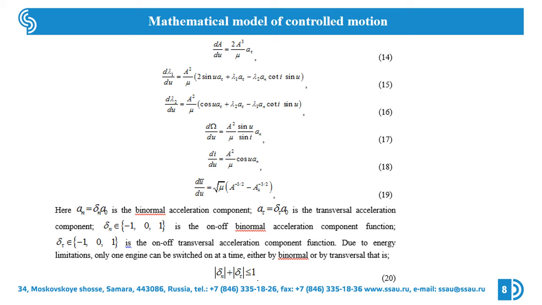Due to the need to maintain the orientation of the spacecraft relative to the asteroid, the use of thrust directed along the radius vector is difficult, and in the future it is assumed that two accelerations are used for control: binormal and transversal. Using this, we transform the system of equations 7 to 13 into the system of equations 14 to 19.